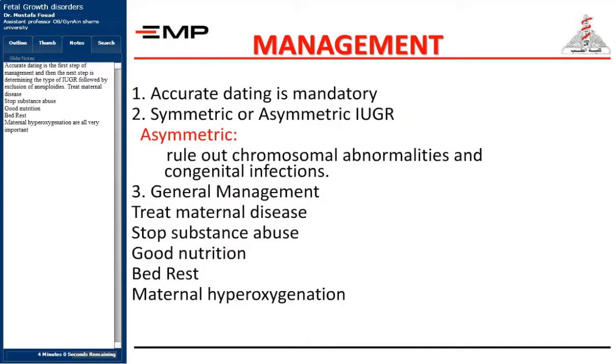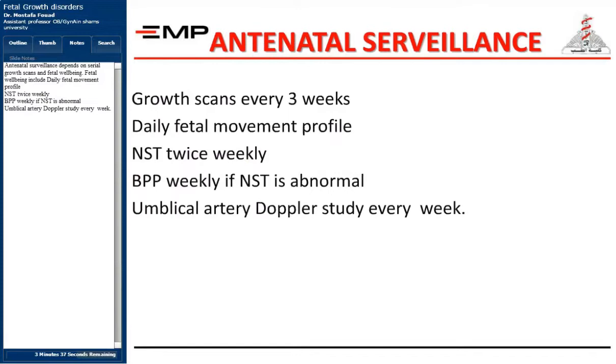Accurate dating is the first step of management, and then the next step is determining the type of IUGR, followed by exclusion of aneuploidies. Treat maternal disease. Stop substance abuse. Good nutrition. Bed rest. Maternal hyperoxygenation are all very important. Antenatal surveillance depends on serial growth scans and fetal well-being. Fetal well-being includes daily fetal movement profile, NST twice weekly, BPP weekly if NST is abnormal, umbilical artery Doppler study every week.